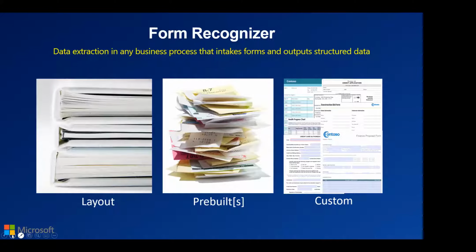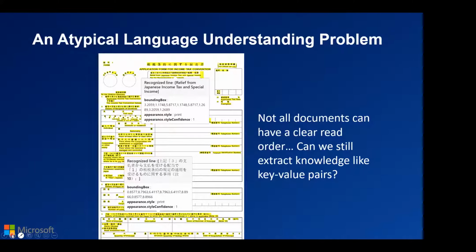And so today, I will not talk much about the layout and table part. I think later on, there's an invited talk about table processing. It's definitely a very interesting topic. And we do have a state-of-the-art table detection algorithm in the layout API. And we'll mostly talk about how we build these prebuilts and custom models. So this is a typical document understanding problem. And this is a form. I think this is mixed language. It's an application form for income tax convention. I think it's in Japan.